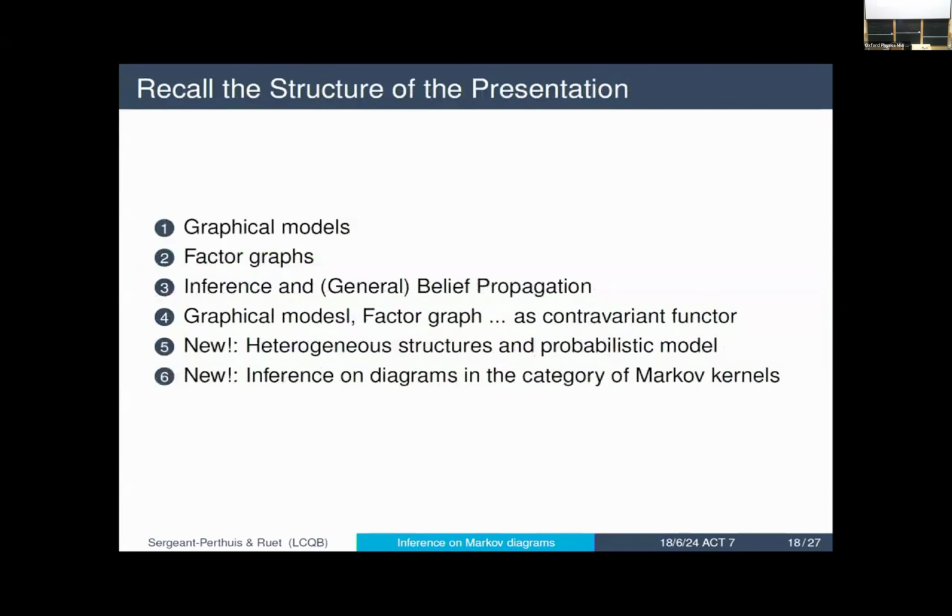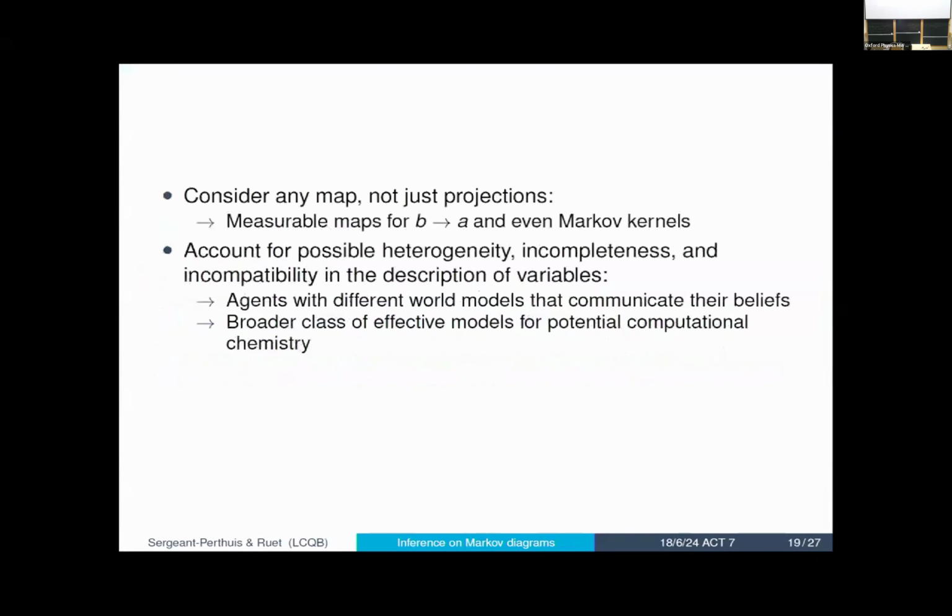So now the new game is to say, I don't want to do this, I want to replace projections by any morphism, in fact, any stochastic kernel, any Markov kernel, any stochastic map. And I want to be able to do inference in the same way by introducing a message passing algorithm. And in fact, it's possible. And this is what I want to present today.